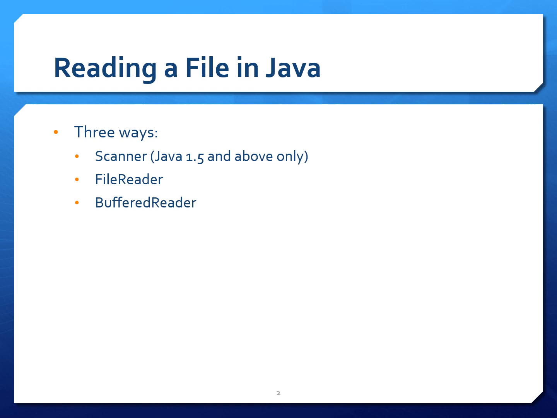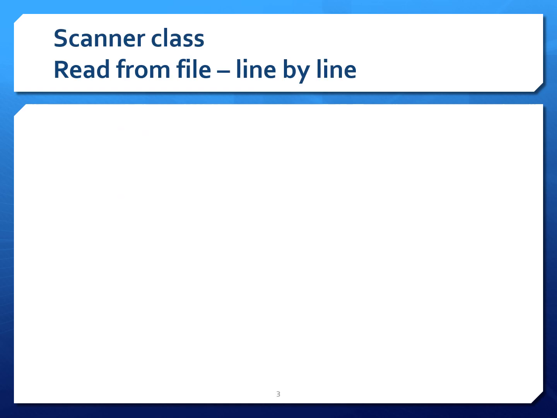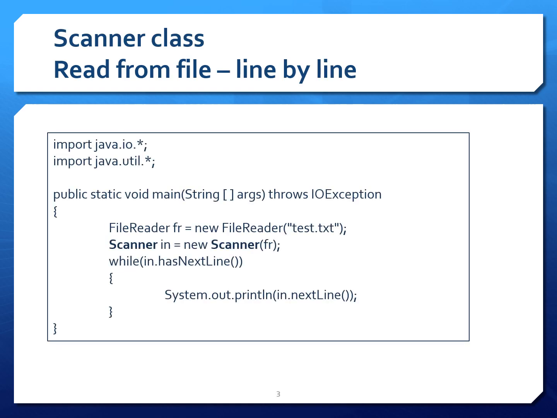Note that the Scanner class is only available from Java 1.5 and above. This is the code to read in a file using the Scanner class. We need to include throws IOException to handle the case that the file that is meant to be read does not exist. We will learn about exceptions later. For now, just include it.